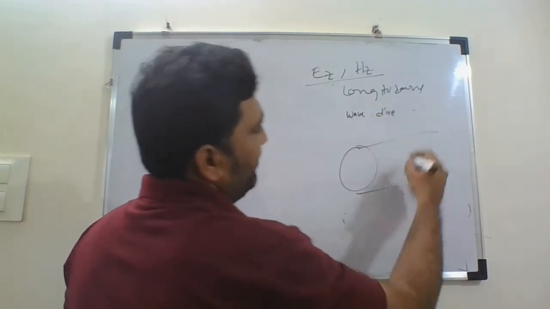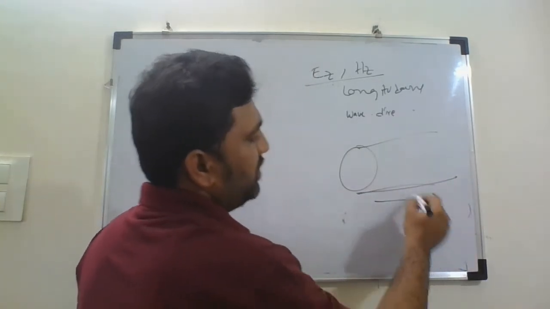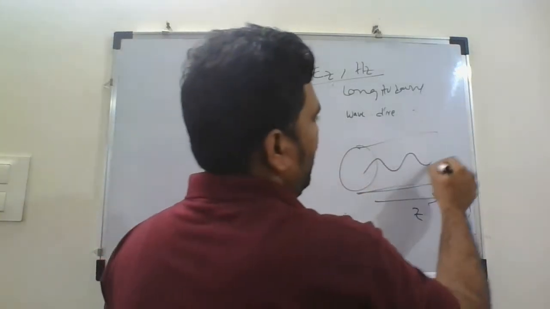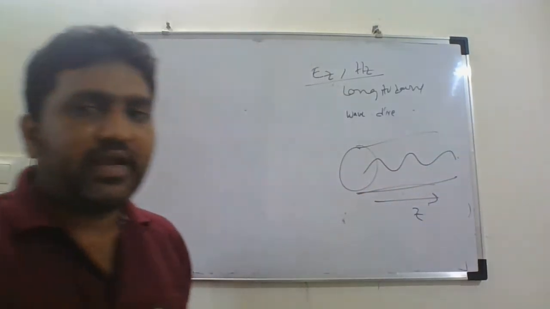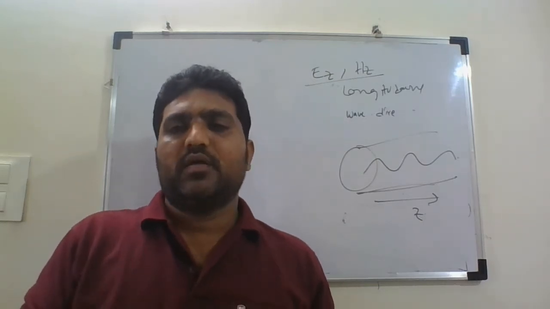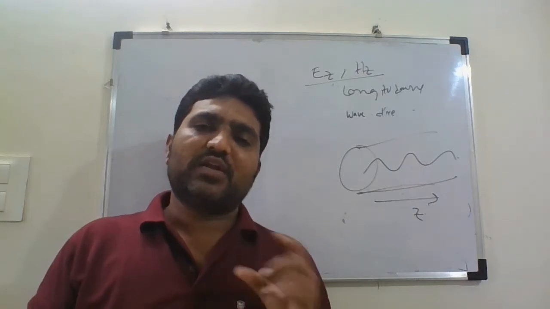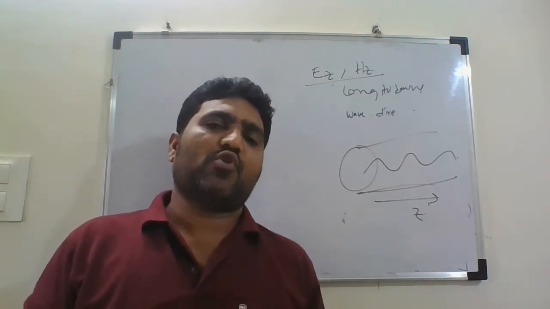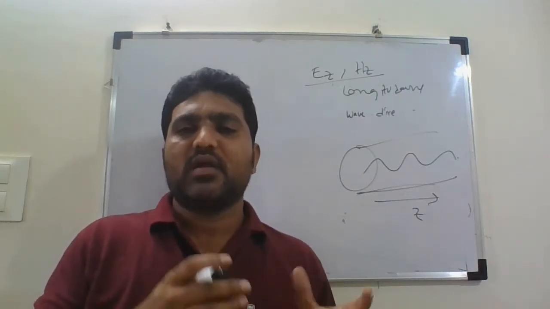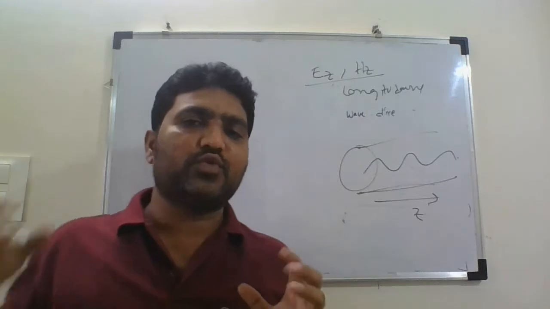If this is my waveguide, there are two directions. One is the direction along the longitudinal component, which is the direction of the wave propagation. Whenever we want to solve for the field components inside any waveguide, the general approach is first to solve for the components that are available in the direction of propagation, that is the longitudinal direction.